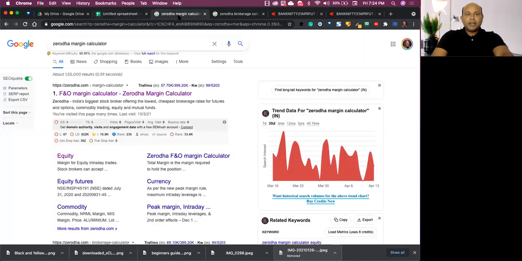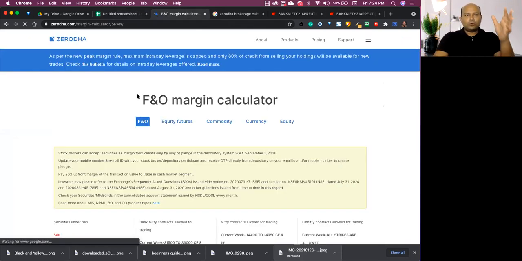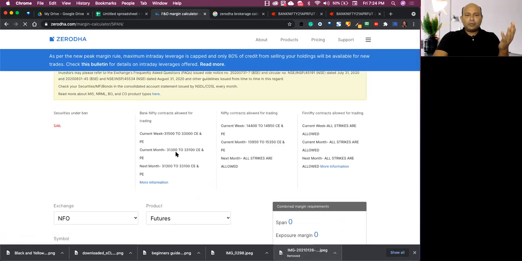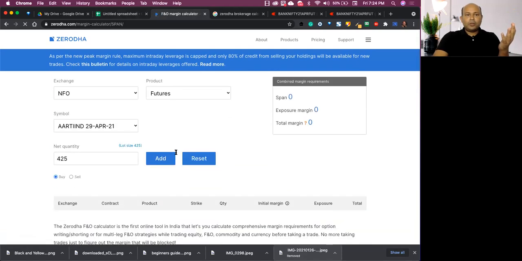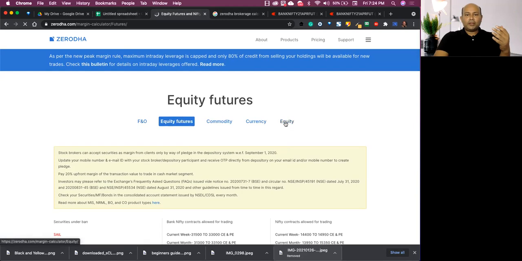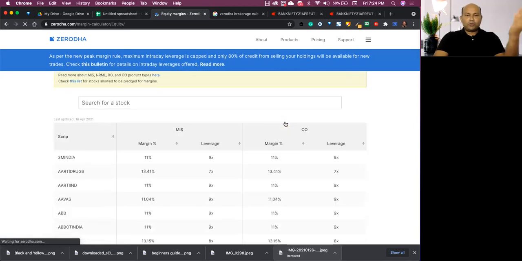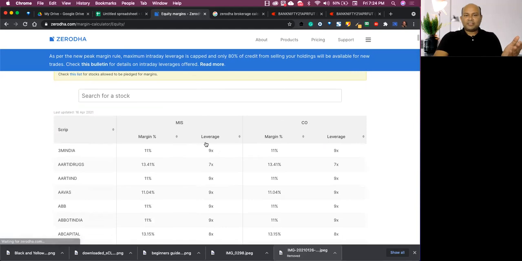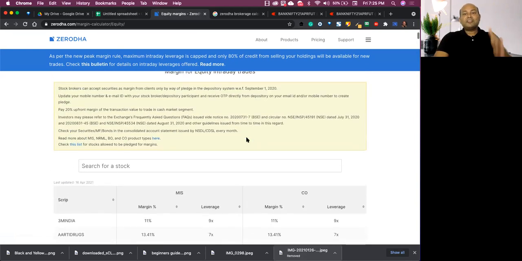Okay, so you can also use something called the margin calculators. Every broker has their own margin calculator. So let me open one of them and show you. If you go to Google and type margin calculator, you will find this. So you can actually do your own margin calculator. For example, if I want to do futures, you can do your margin calculator here. You can do equity, you can do futures. Anything, whatever you want to do, you can do that here. You will get to know what is the leverage required for MIS, meaning margin intraday square off, a cover order, and you'll be able to learn all of that stuff once you start going through this.